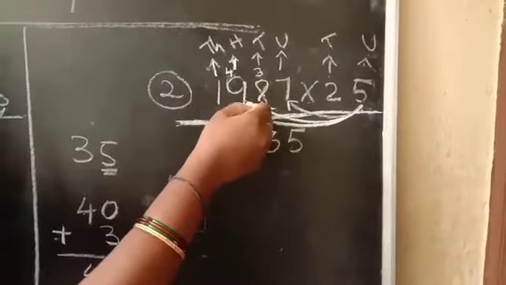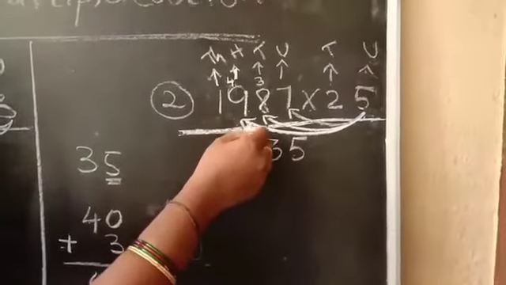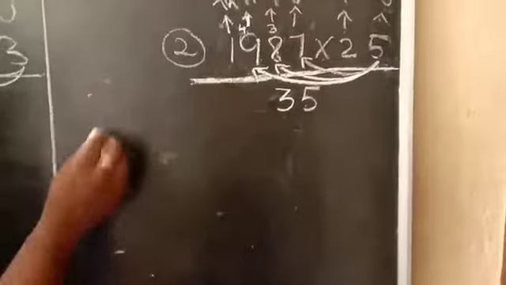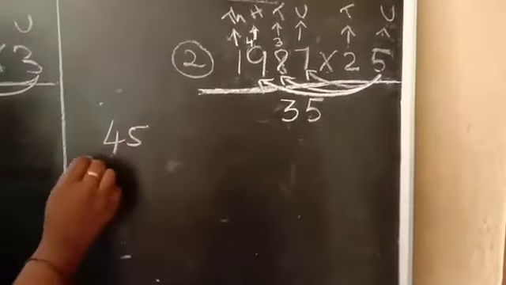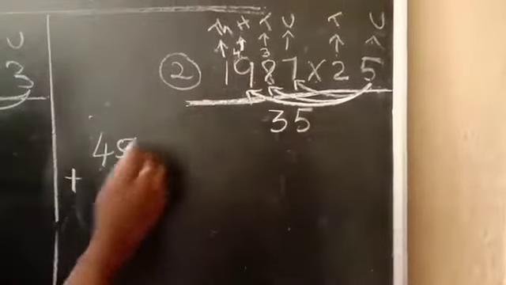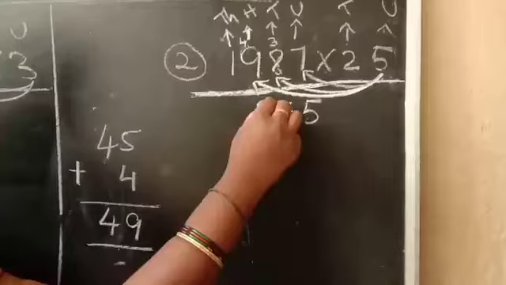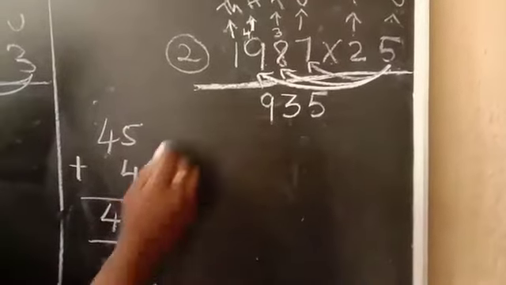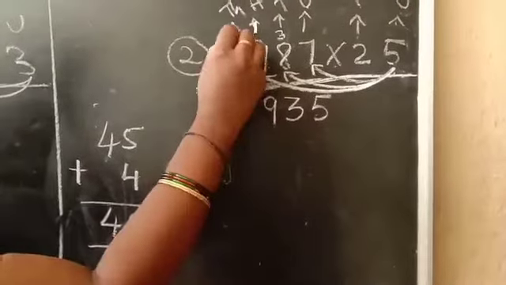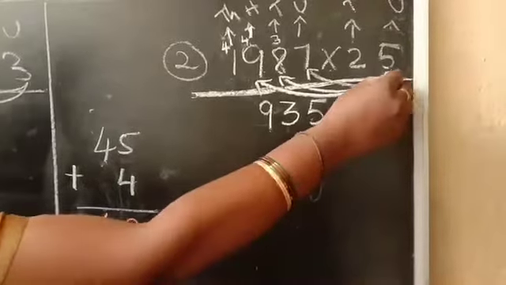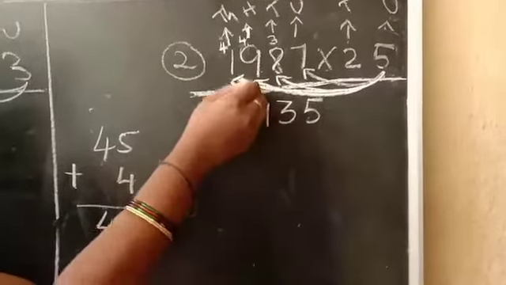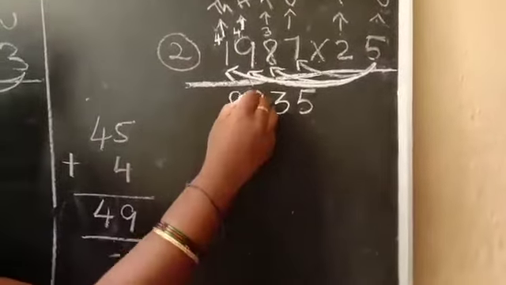Next, 5 9s are 45. Along with 45, 4 should be added. So our result will be 49. 9 should be written in hundreds place. 4 should be carried to thousands place. Next, 5 ones are 5. 5 plus 4 is 9.